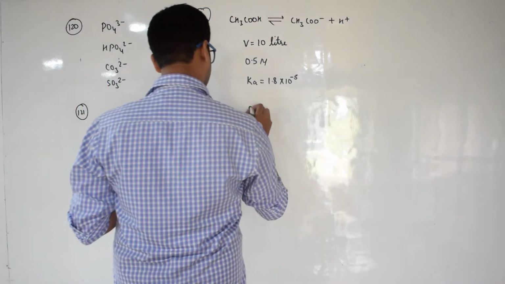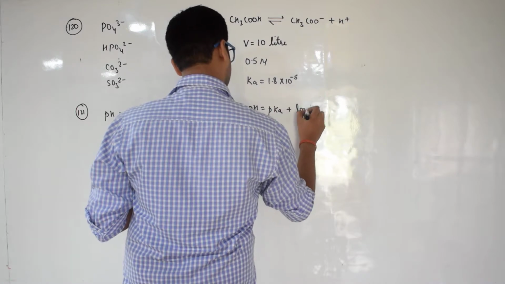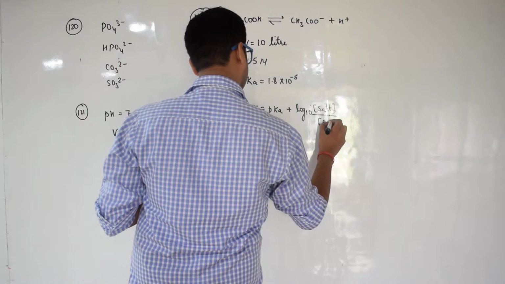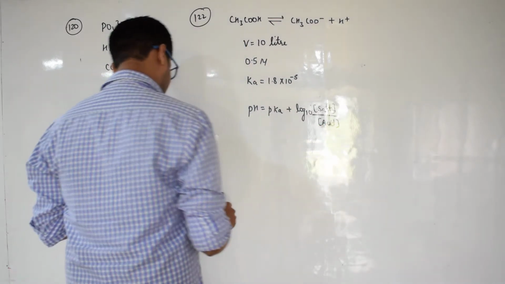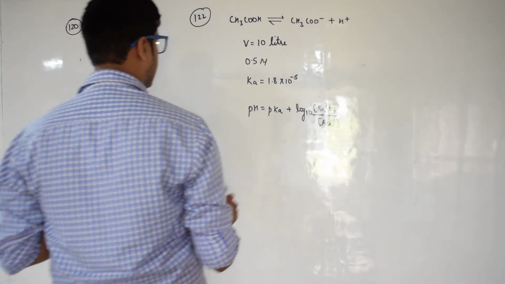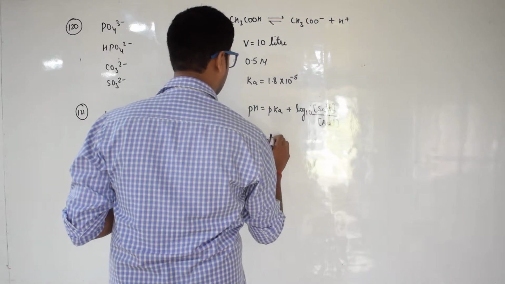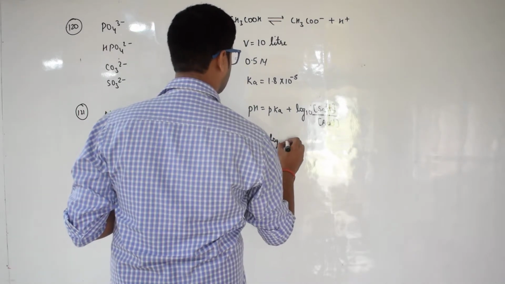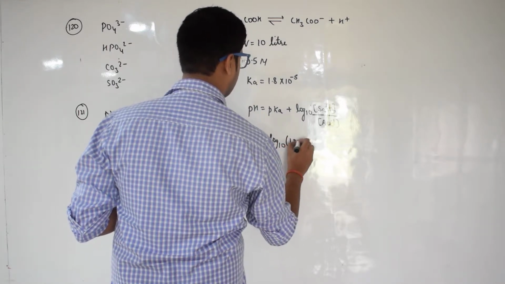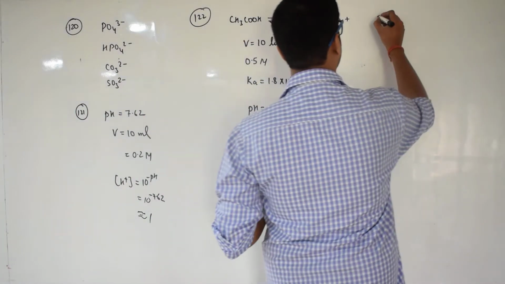We know that pH is equal to pKa plus log 10 concentration of salt upon concentration of acid. We have to calculate, we have volume is given over here, we can calculate the value of pH minus log 10 concentration of 1.8 into 10 raised to power minus 5, it would be equal to. Next is question number 123.